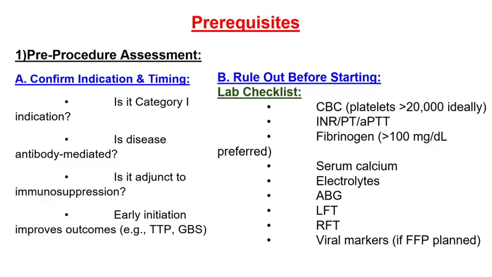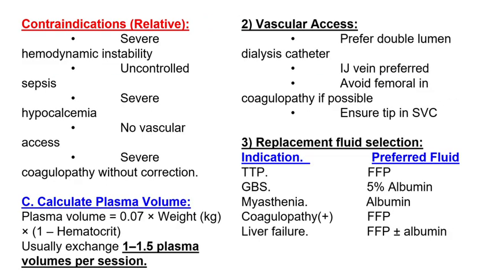Rule out the following things before starting. Platelet should be more than 20,000. INR, PT, and aPTT should be normalized. Fibrinogen, we have to make sure that it is more than 100 milligram per deciliter. Serum calcium, electrolytes, and other parameters should be in the normal range. Relative contraindications will be severe hemodynamic instability, uncontrolled sepsis, severe hypocalcemia, no vascular access, severe coagulopathy without correction.